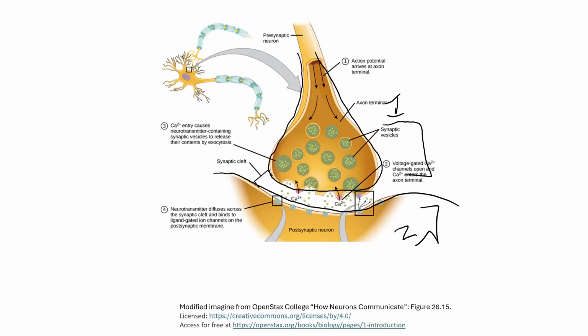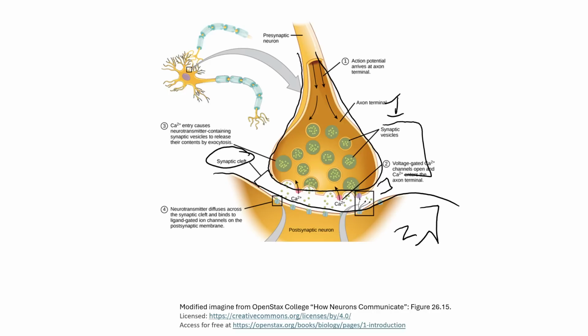Additionally, there's a space that actually exists between these two neurons, between the axon terminal button and the dendrite. That space that exists is referred to as the synaptic cleft. It is literally an empty space that exists between the pre- and postsynaptic neuron.